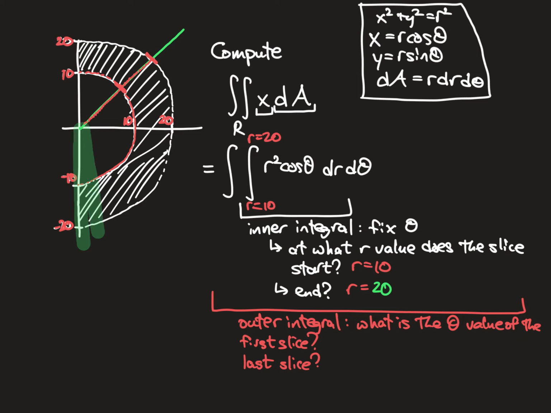And then we want to keep taking slices all the way across the region until we get to the slice corresponding to the ray that makes an angle of positive pi over 2 with the positive x-axis. So in other words, we want to go from theta equals negative pi over 2 to theta equals pi over 2. And there you have it. We have set up this double integral.